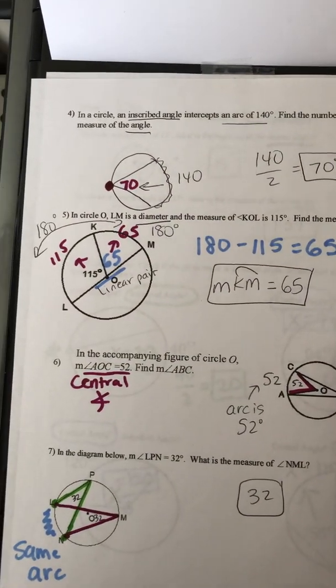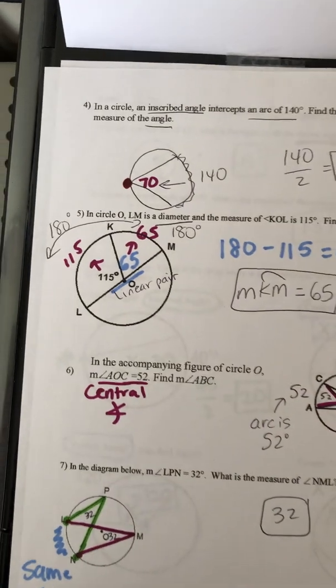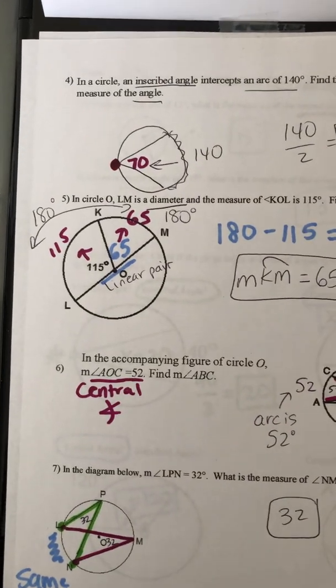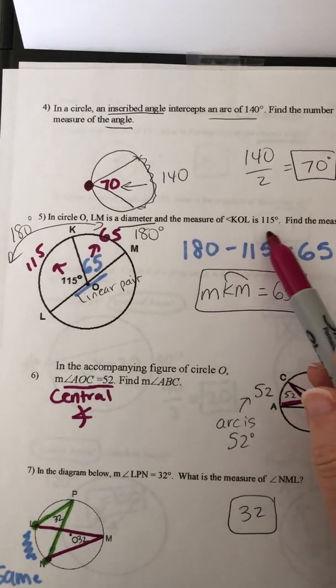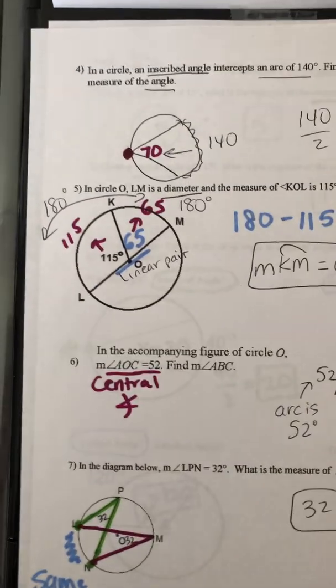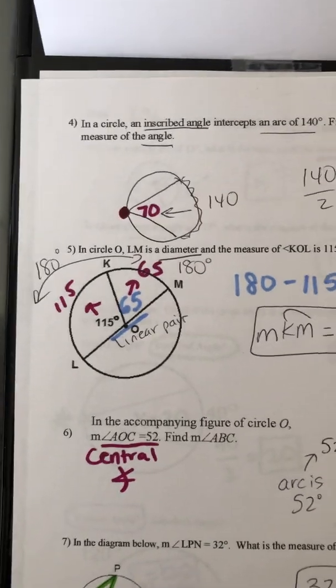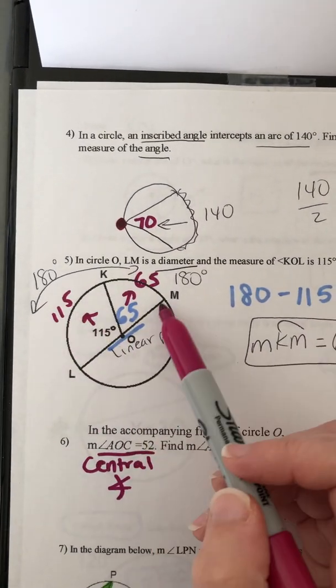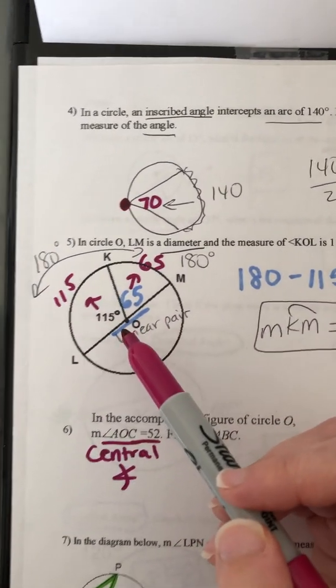In the next diagram, we have a diameter. When you have a diameter of a circle, it splits in half. Think 180. We have angle KOL is 115, and we're asked to find the measure of KM. There are a couple of different ways to come across the answer. So one thing is you can deal with all the arcs, or you can deal with the angles in there.